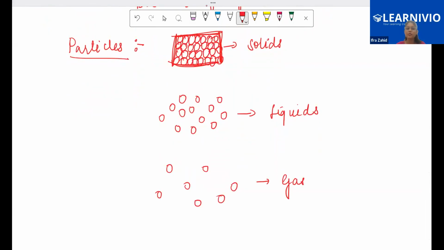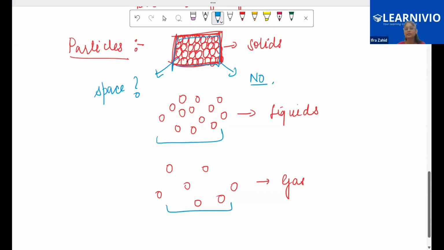Now these particles, we know that in terms of solids, they are very compactly packed. So, do they have space in between them? No, ma'am. Solids don't have any space in between them. But what about liquids and gases? They have significant space in between them. Yes, there is space in between the particles of liquids and gases. Correct?